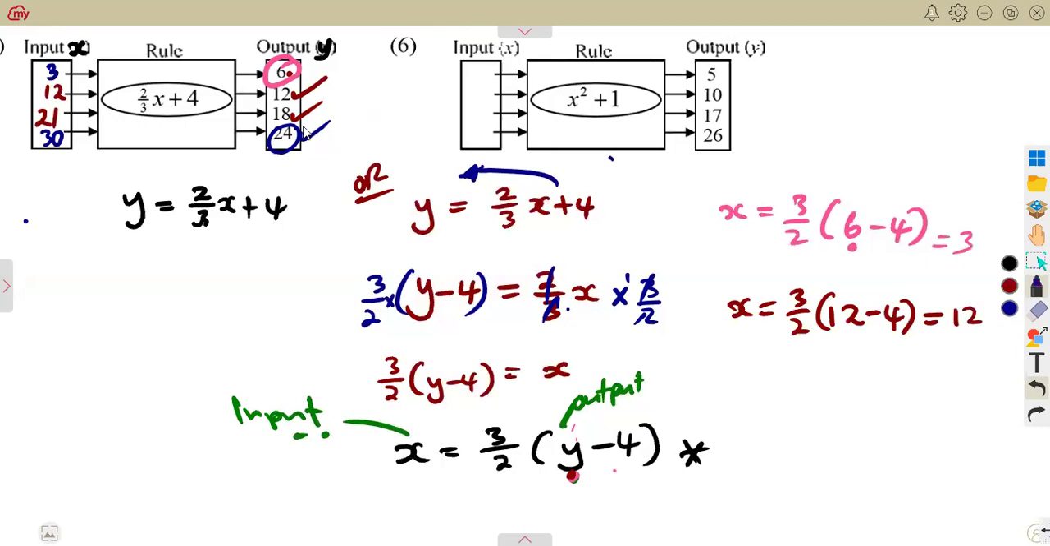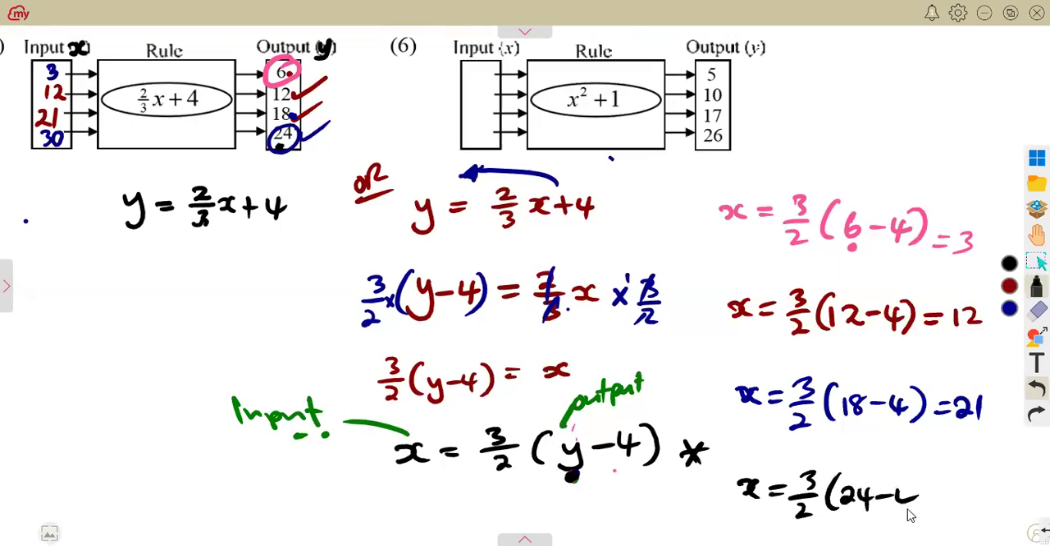You do the same thing when y is 18. x is going to be 3 over 2, in place of y, you substitute 18. So that's 18 minus 4, which is going to give us a 21. Same thing, when this is 24, you substitute x is equal to 3 over 2. In place of y here, you substitute a 24. So that's 24 minus 4. You are going to obtain a 30.